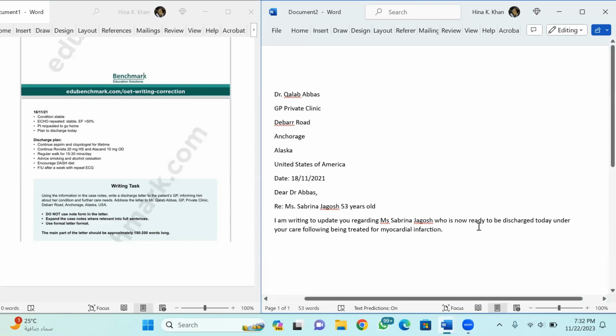Many people make this mistake. They write the M capital. No, you don't have to write the M capital. You can see this is also one of the ways to write this. Although it's a discharge letter, you can use this word update. There are no issues, or you can use this. You can also use refer.